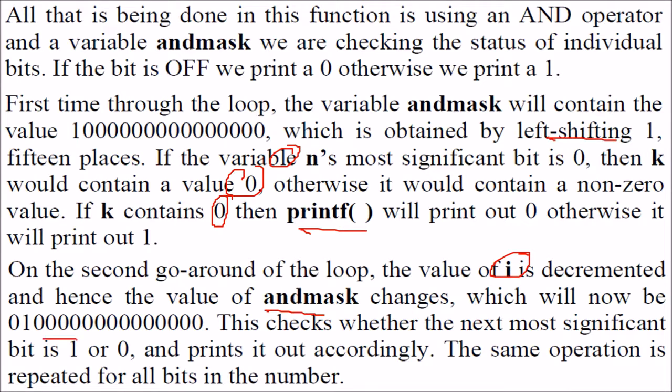So we'll now have this one. First it was here, second it was here. Next time around, 1 will be this, 0 will be this. So this will check whether the next most significant bit is 1 or 0, and it will print it accordingly. And then the same operation is repeated for all the bits in the number.